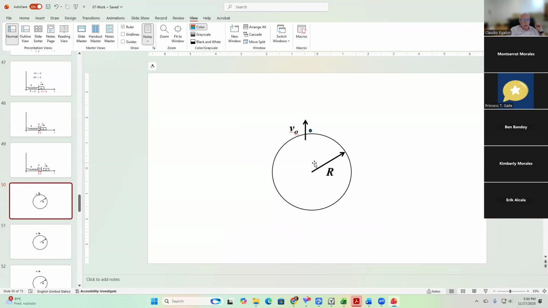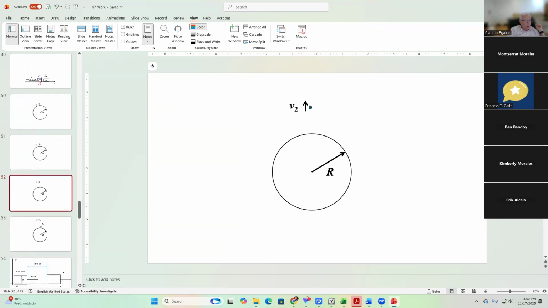It has initial kinetic energy, but it also has some potential energy because this object is a given distance from the center of the Earth, okay? So it's going to climb the potential well, the gravitational potential well, we call it, until it reaches a maximum height.